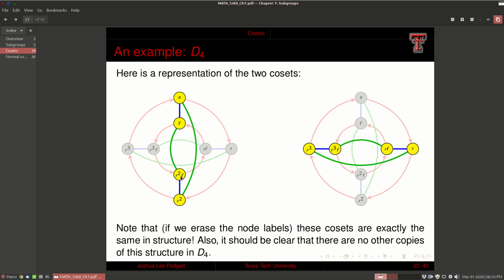Start at R squared F. When I perform a rotation, which is red, I get RF, which is highlighted on the other diagram. Similarly, start at R squared and perform a rotation, and I get R cubed. So by starting at each of the elements in H, I mean we kind of went backwards here, sorry. I was going the other direction. So what I'm saying is start at R every time.